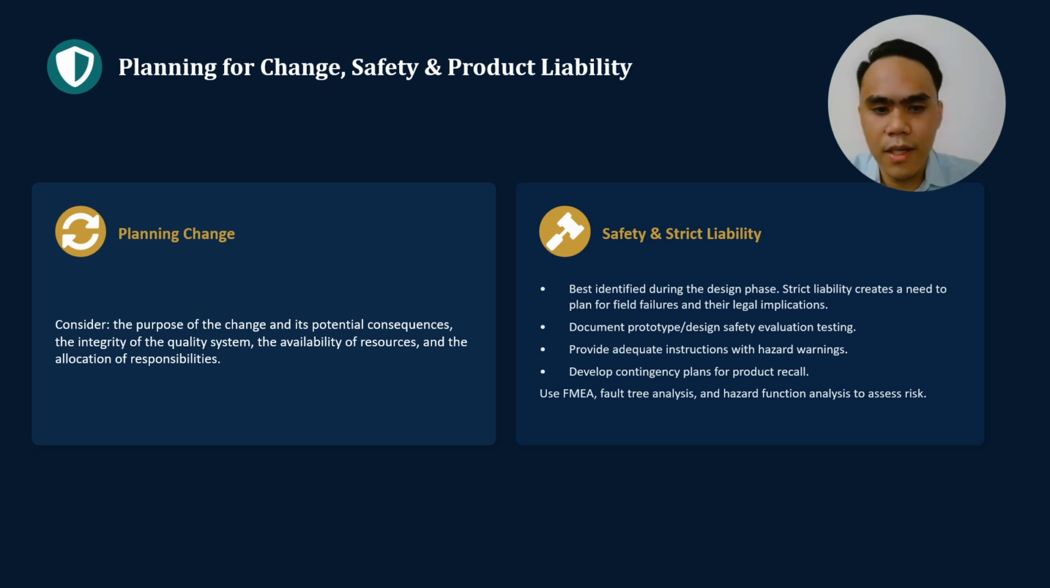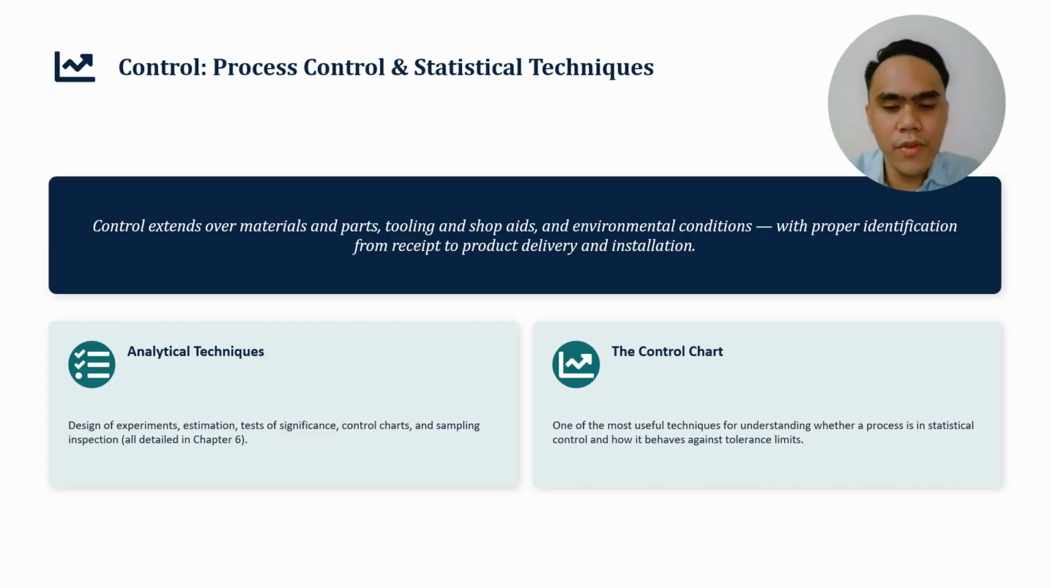So this topic names three specific tools for assessing the kind of risk: failure modes and effect analysis, or FMEA, fault tree analysis, and hazard function analysis. All three are valuable tools for assessing risk, and we'll cover that in technical detail in chapter 3. Now we move from planning into control.